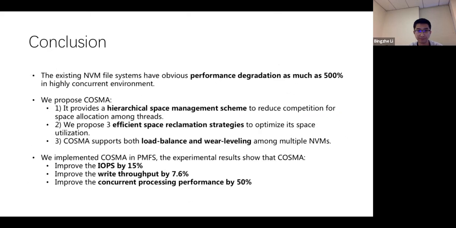In conclusion, existing NVM file systems have obvious performance degradation of as much as 500% in a highly concurrent environment. To solve this problem, we propose COSMA. It changes the flat space management scheme into a hierarchical one to achieve good performance scalability. It can adapt to systems with different NVM capacities and realize load balance and wear leveling among NVMs. We implement COSMA in PMFS. The experimental results show that COSMA can improve the IOPS by 15%, the write throughput by 7.6%, and the concurrent processing performance by 50%.